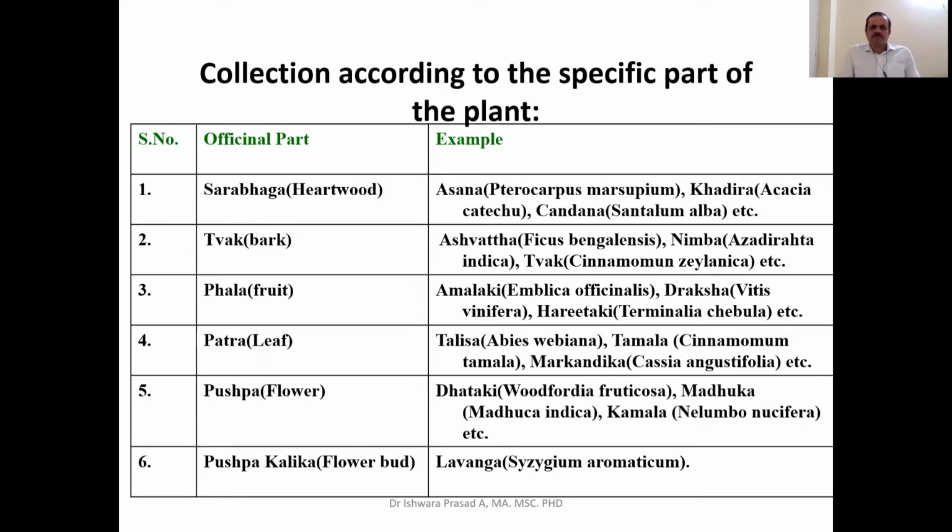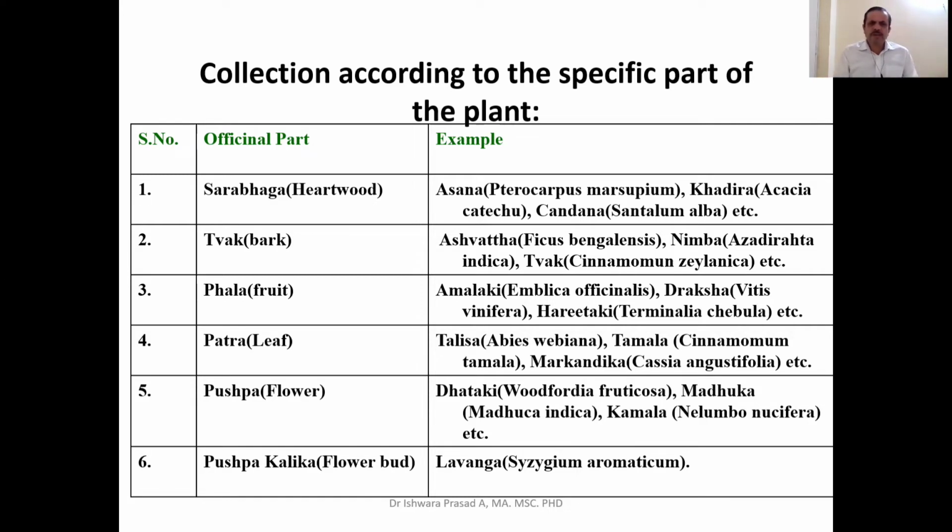Here the fruit is used. Then Patra, in Talisa, Abies webbiana, Tamala, Cinnamomum tamala, Markandika, Cassia angustifolia, etc. Patra, the leaf, is used. Pushpa, flower, in Dhataki, that is Woodfordia fruticosa, Madhuka indica, Kamala, Nelumbo nucifera, etc. The flower is used. Pushpa Kalika, that is flower bud. Kalika means flower bud. In Lavanga, Syzygium aromaticum, the flower bud is used, that is Pushpa Kalika. So like this, collection is done based on the specific part of the plant being used for the treatment.